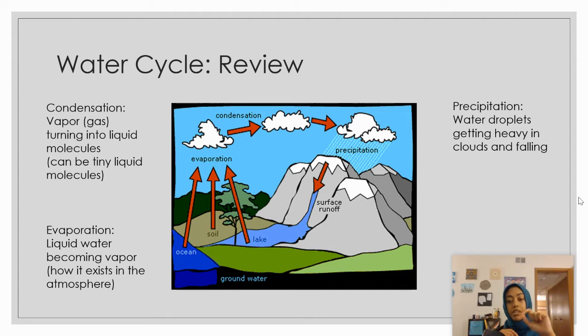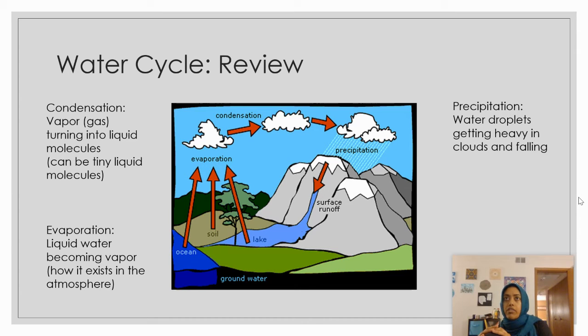So clouds, it doesn't have to be like large droplets. In fact, condensation in the sky is definitely tiny, tiny droplets of water. Precipitation is when the droplets of water that form clouds get so heavy because of how much water there is, and it falls to the ground.